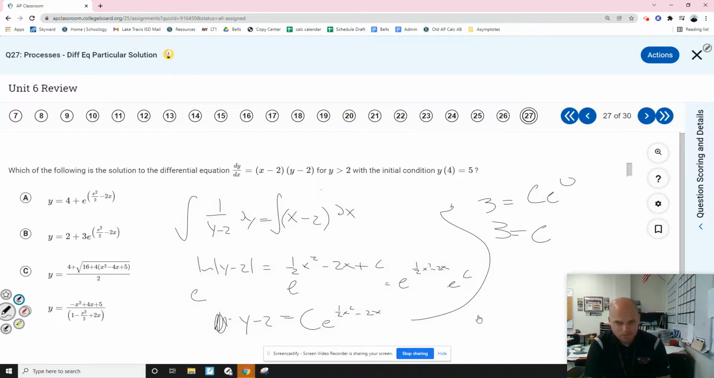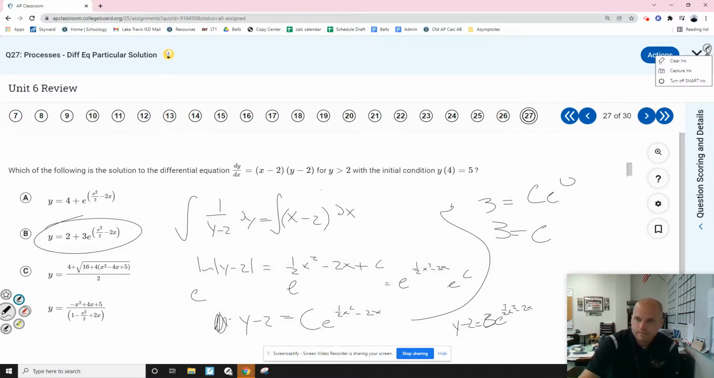Okay, so I get y minus 2 equals 3 e to the stuff. Don't forget to add the 2 to solve. Boom. Okay. 28.